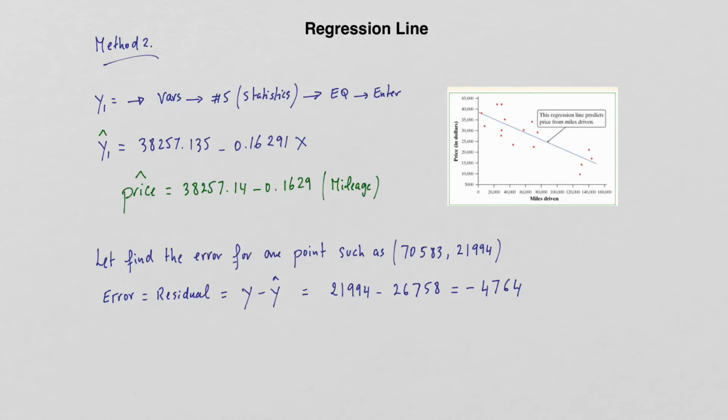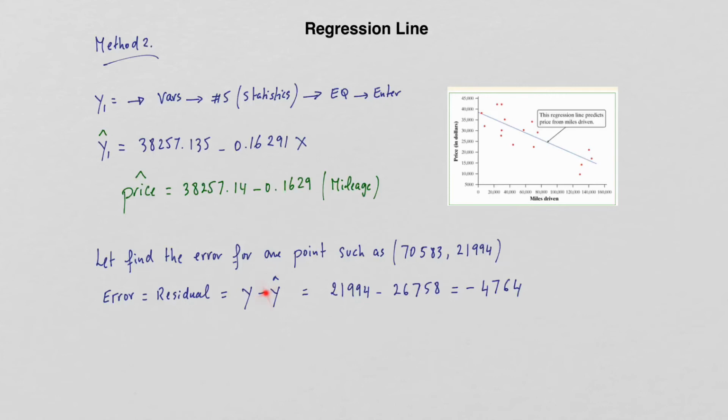Notice by definition, residual or error is y minus y hat. Y is just the observed. It's this one. That's the y, you just copy it. What is y hat? Y hat means go back to the regression line, plug in the x value here, multiply this number by this and subtract it from this, and I got 26,758.